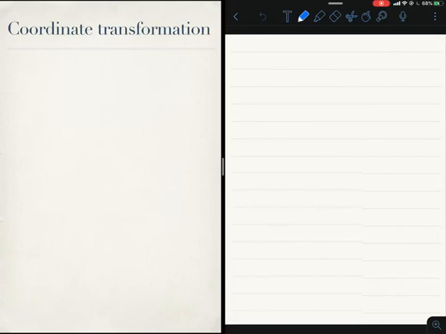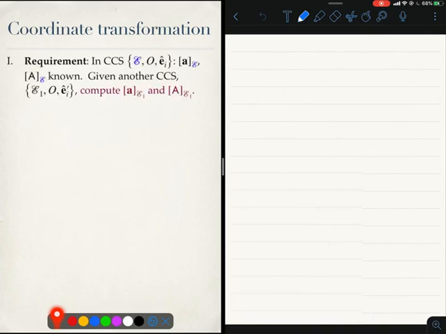We now come to the third and final application of the rotation tensor, and this application is important enough to have its own name, coordinate transformation. So, the basic question is as follows: I am going to give you a coordinate system, and suppose in this coordinate system you know the components of a vector and you know the components of a tensor. The question is, if I give you another Cartesian coordinate system E prime, can you compute the components of the vector and the tensor in this new coordinate system? That's the question, and if you want I can draw a picture for you.